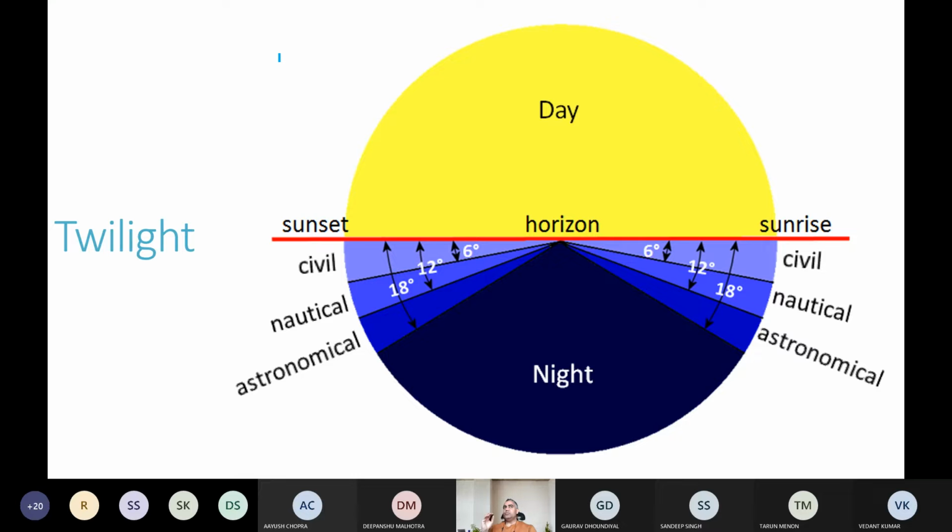But when the sun goes beyond 18 degrees, that is more than 18 degrees below the horizon, we stop receiving any light from the sun. So 18 degrees below the horizon is the cutoff, after which we do not receive any twilight.